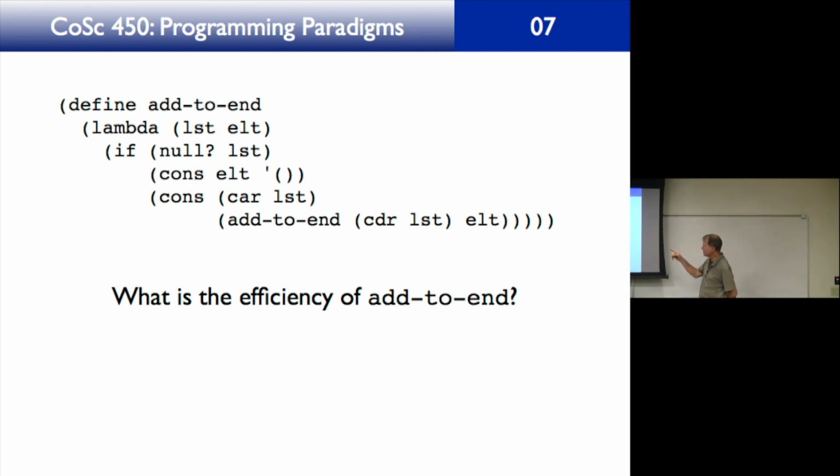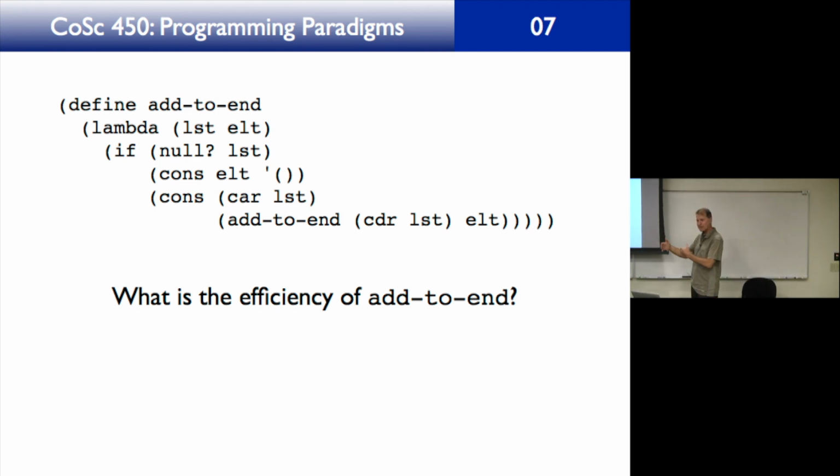It takes two parameters, a list and an element, and if the list is empty, then it just conses the element with the empty list. Otherwise, it conses the car of the list with the add to end of the cooter of the list and the element. Remember we looked at that? And do you remember what the efficiency was, the big theta? Remember we asked you that last time.